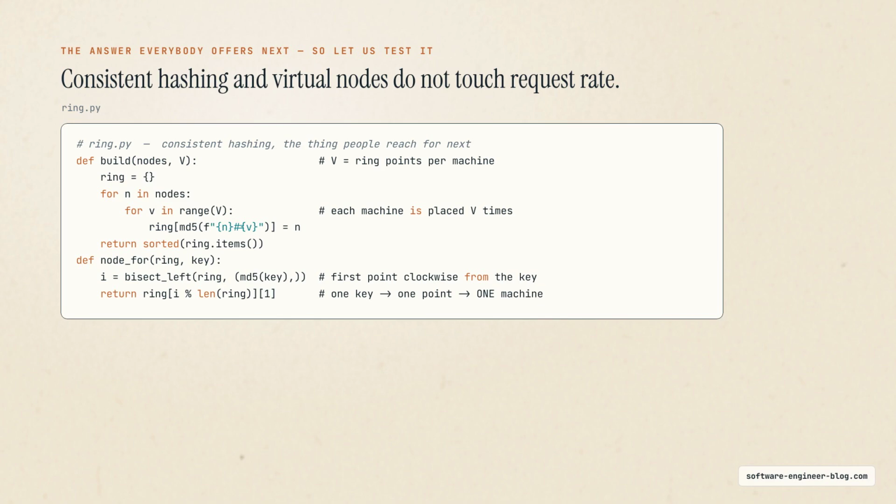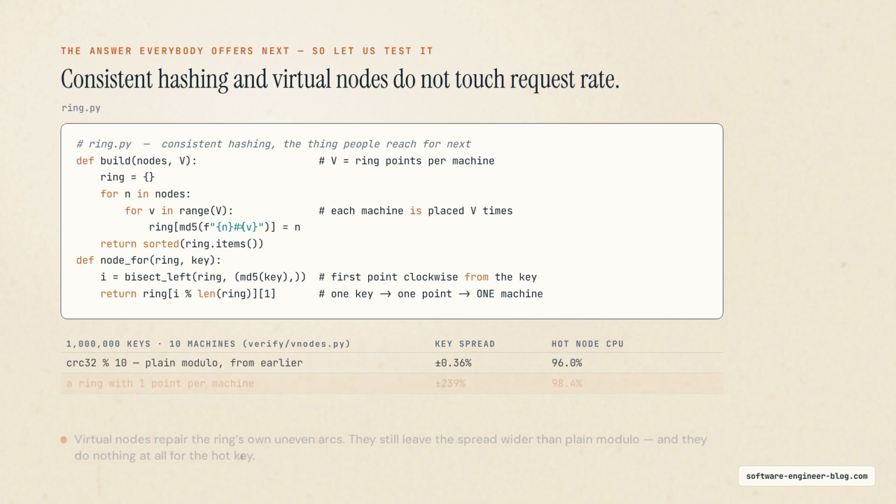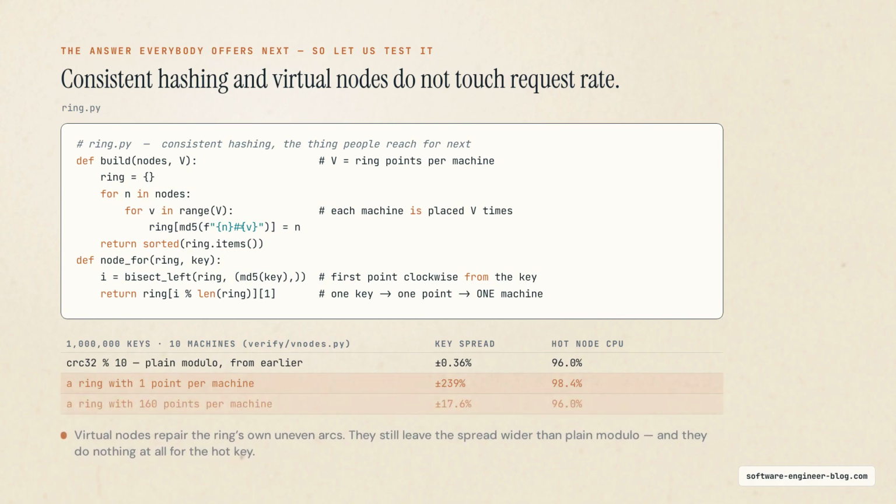And I want to be honest about something, because it is often said the other way round. Even with 160 points, the ring is still less even than plain modulo was. What the ring actually buys you is that very few keys move when a machine joins or leaves. Now read the last column, because this is the point. The hot machine is at 96% in every single row. Virtual nodes fix the ring's own uneven arcs. The one hot key still resolves to exactly one machine. The ring was never about request rate.